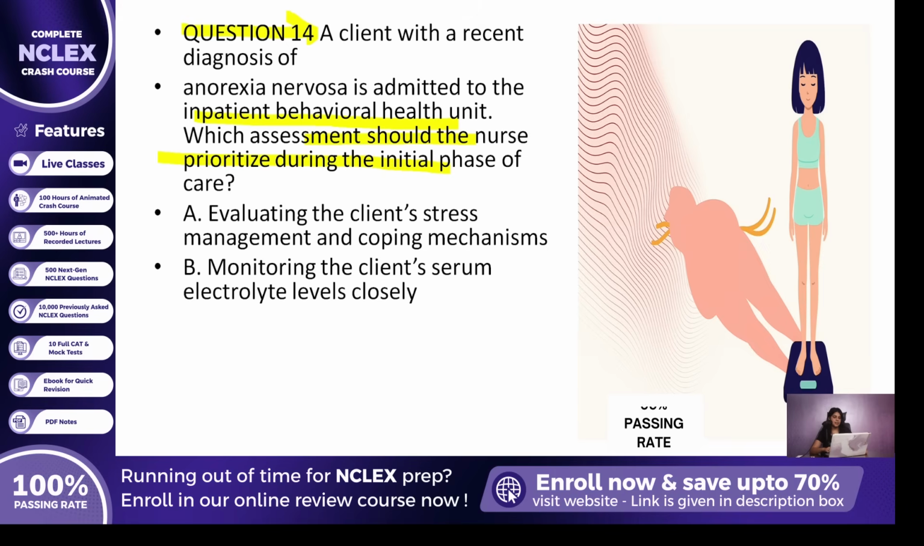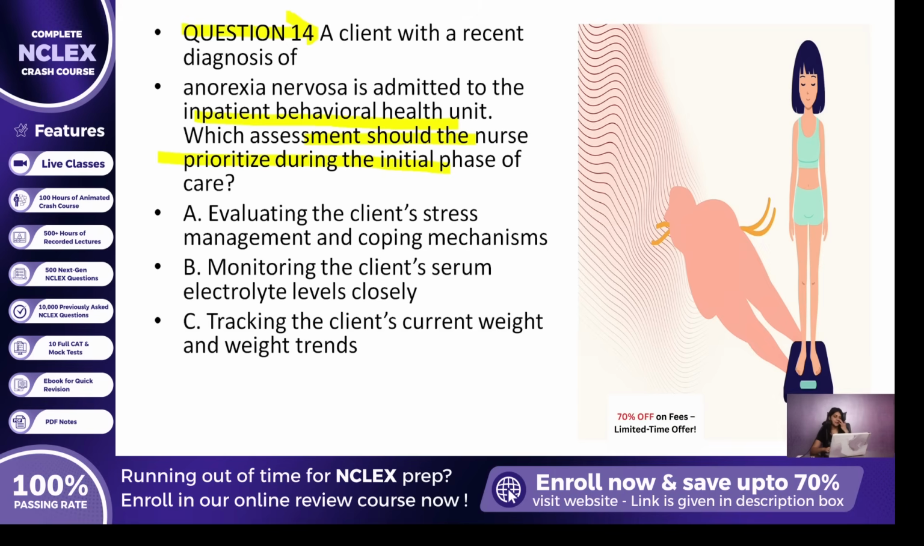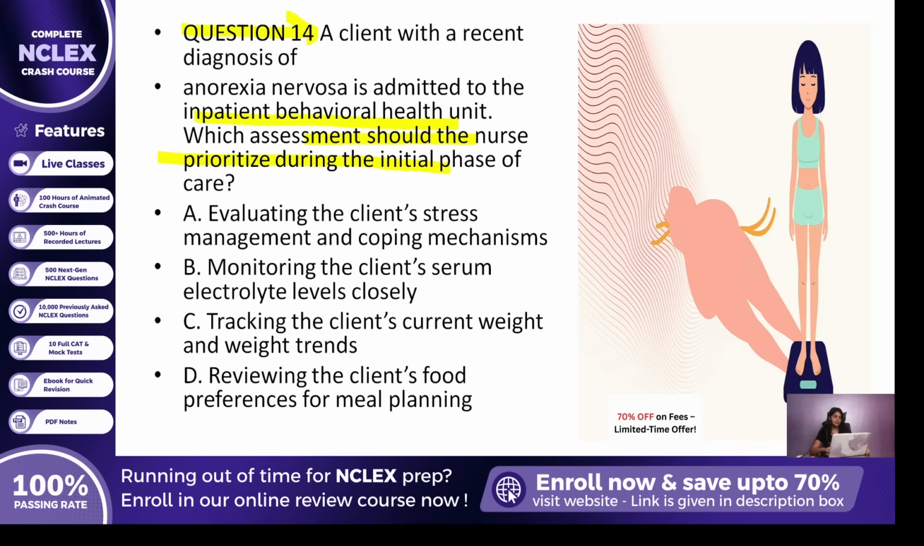B. Monitoring the client's serum electrolyte levels closely. C. Tracking the client's current weight and weight trends. D. Reviewing the client's food preferences for meal planning. The correct answer is option B. Monitoring the client's serum electrolyte levels closely.